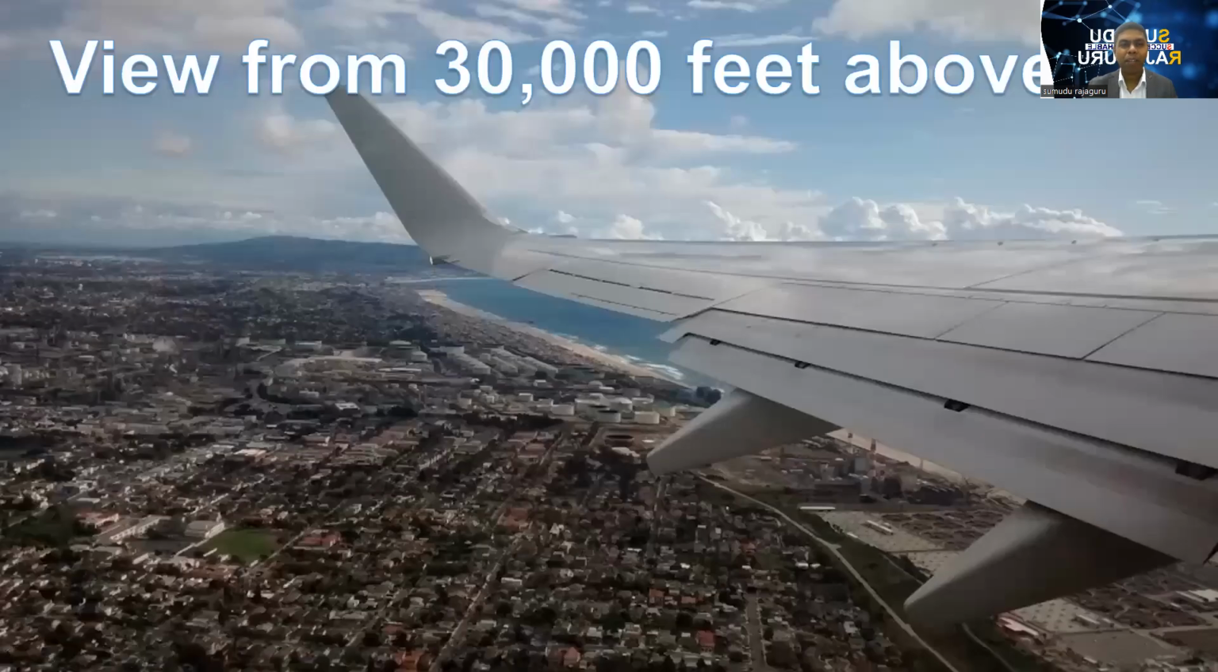Now you can see a very attractive picture, a view from 30,000 feet above. So we have to understand that value stream map is like a macro analysis. That means when we go to 30,000 feet above the earth, how we can see the earth, how we can see our organization, how it connects with the suppliers, how it connects with the customers. That is the view which we can take from the value stream mapping.